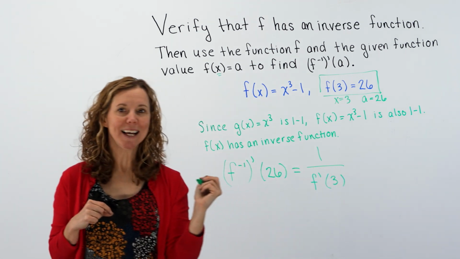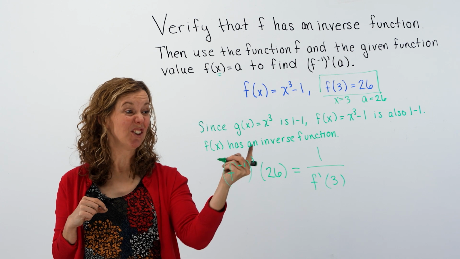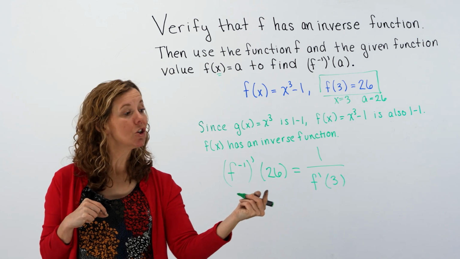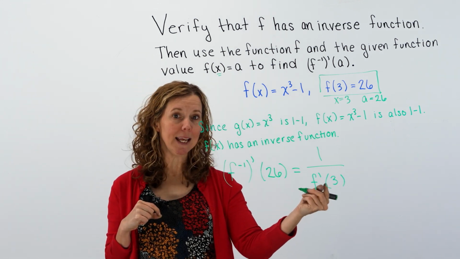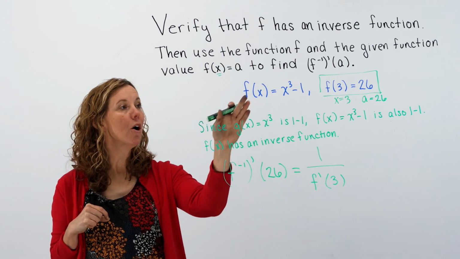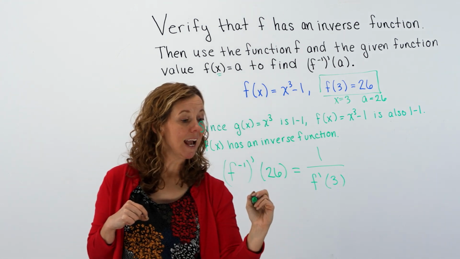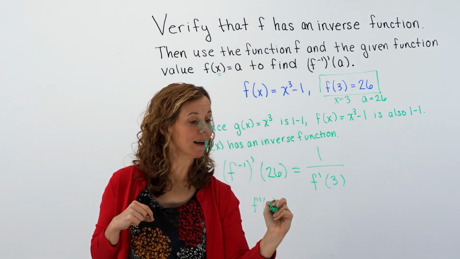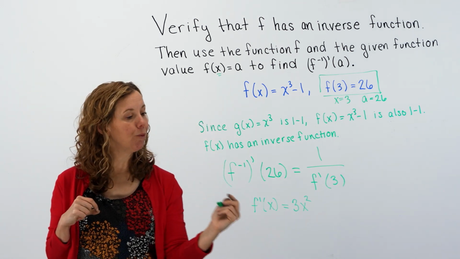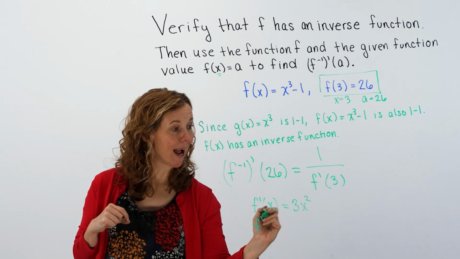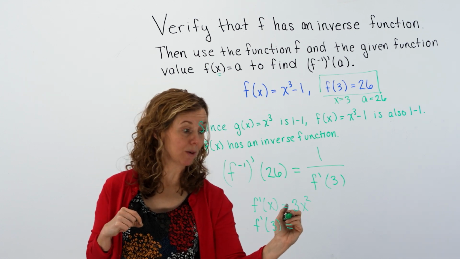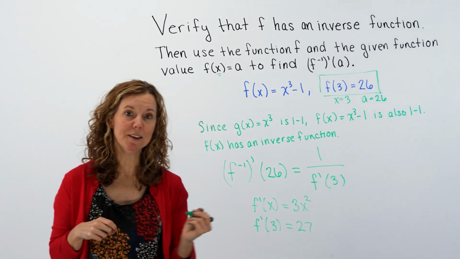So all I need to do in order to find the value of f inverse's derivative at 26 is to evaluate the derivative of f at 3 and then take its reciprocal. So this is the part that we have left. We know f of x is x cubed minus 1, and so its derivative, f prime of x, will simply be 3x squared. And if we evaluate this derivative, f prime, at our value of 3, f prime of 3 will be 3 times 3 squared, or 27.